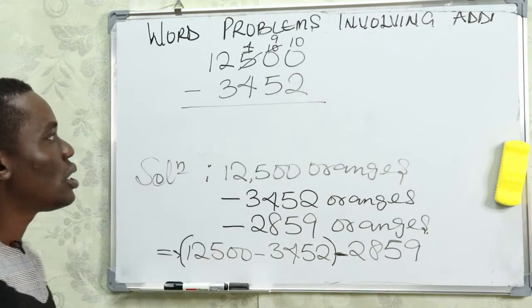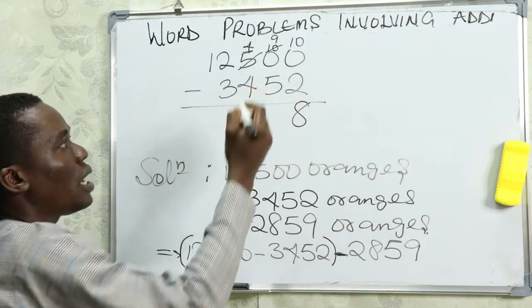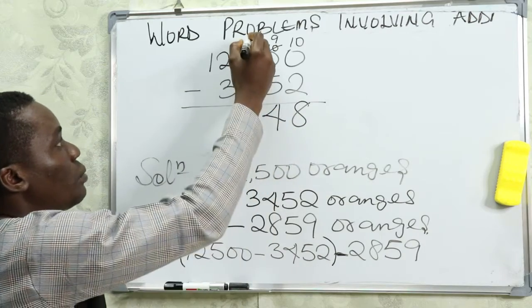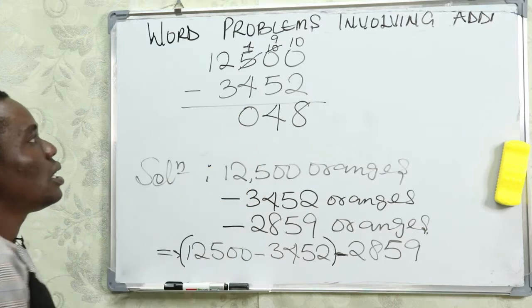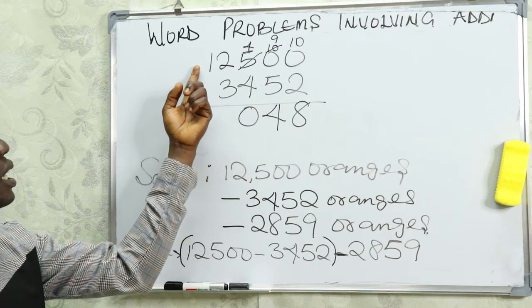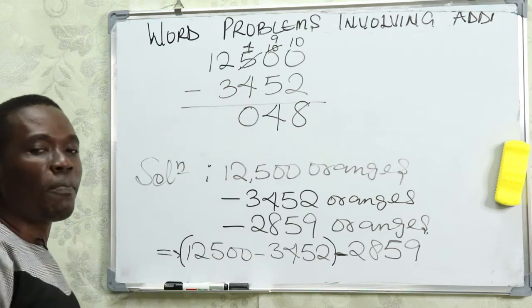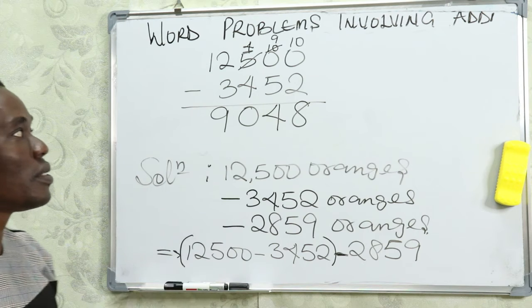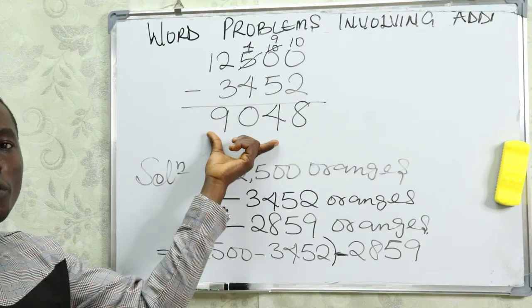So 10 minus 2 will give us 8. This becomes 9. 9 minus 5 will give us 4. This becomes 4. 4 minus 0, 4. What do we have remaining here? We'll have 12. 12 minus 3 will give you 9. So you see, what we have now is 9,048.